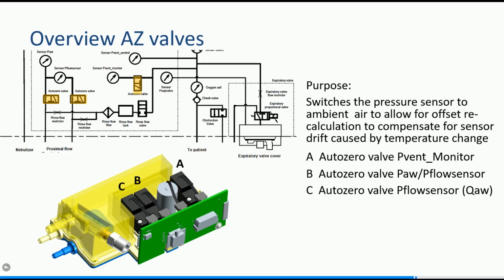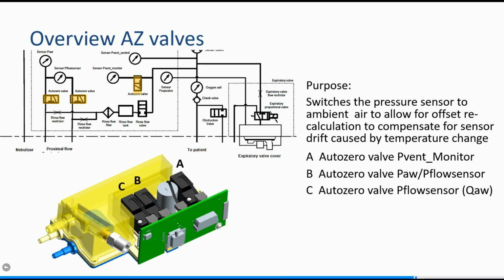The auto-zeroing for P-vent sensors, P-vent monitor and P-vent control, is always performed simultaneously, whereby the P airway and P flow sensor sensors are performed at least 30 seconds later. For adult modes, the auto-zeroing is performed at 0, 1, 4, 9, 16, 25, 36, 49 and 64 minutes after starting ventilation, and then every 15 minutes at the beginning of a breath. In neonatal mode, it is performed every 2 minutes at the beginning of the breath.